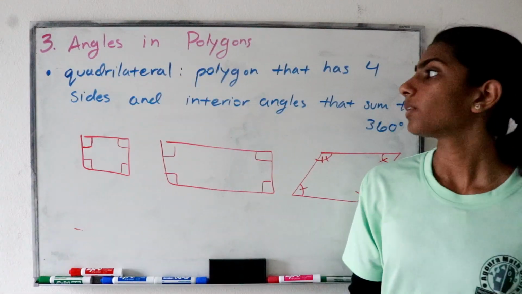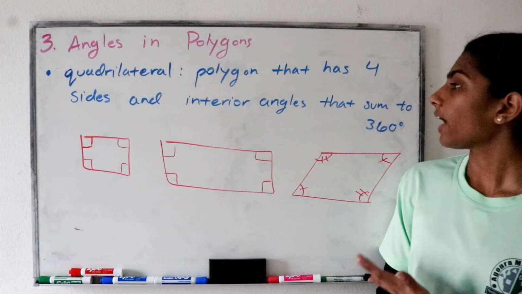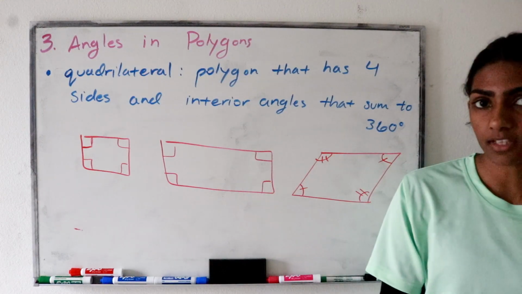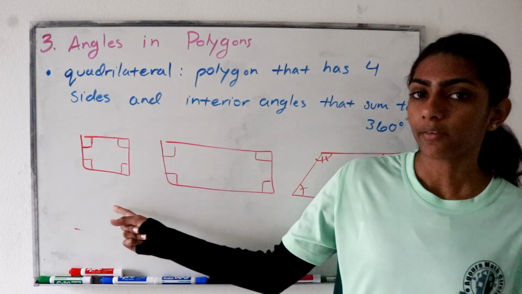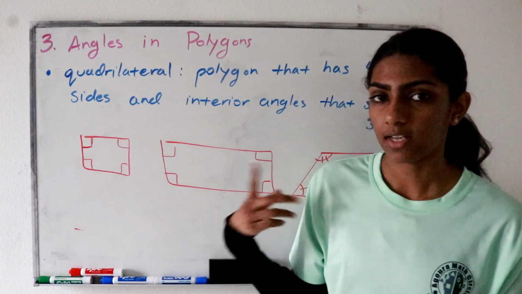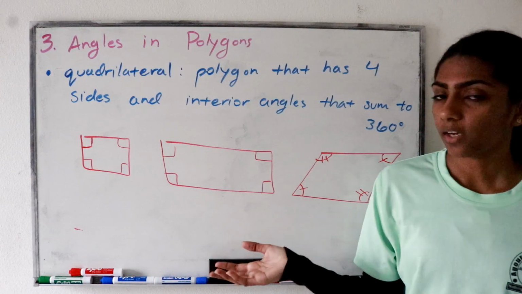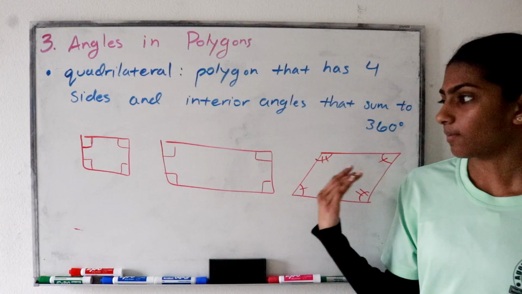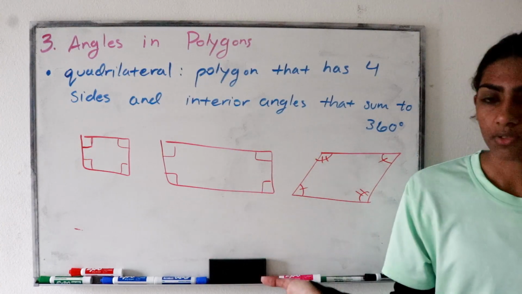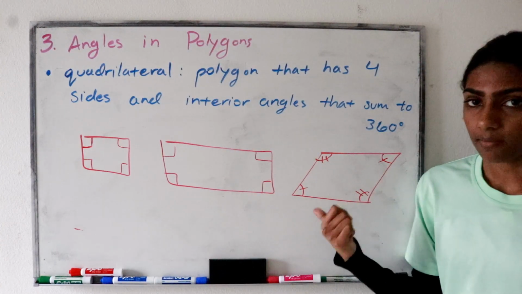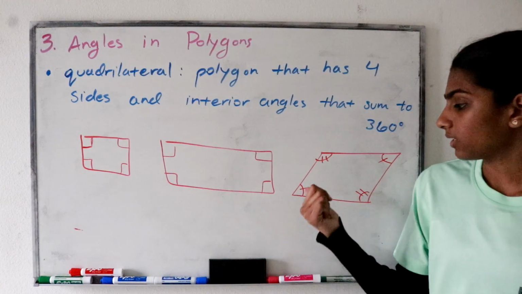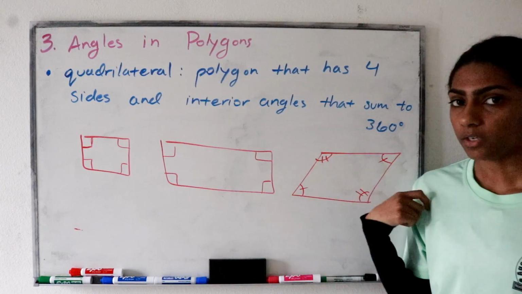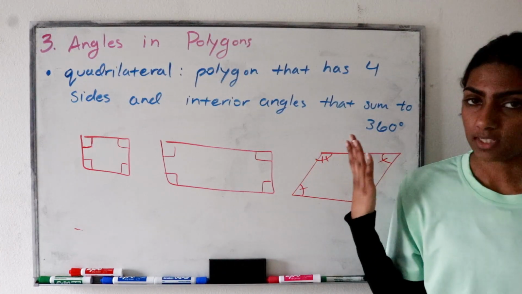A quadrilateral is a special type of polygon that has four sides, and all of its interior angles sum up to 360. So here we have a square. Since we know that each angle inside is 90 degrees, we know that all of the interior angles sum up to 360 degrees. Next we have a rectangle, and the same thing: 4 sides, interior angles add up to 360. Here we have a parallelogram. If we measure the angles, we'll find that these two angles are congruent, and these two angles are congruent. And when you add them all up, they add up to 360.